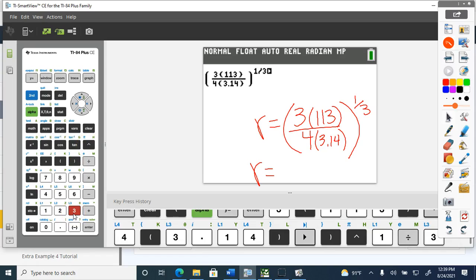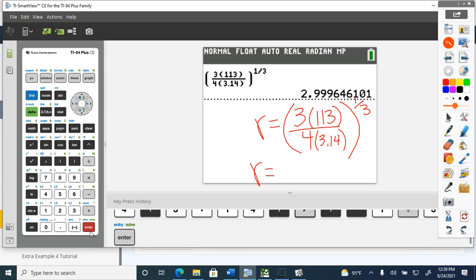And now I have made it look exactly like it looks here. Everybody see that? And then you just hit what? Enter. You get 2.9 something. 2.999646101.